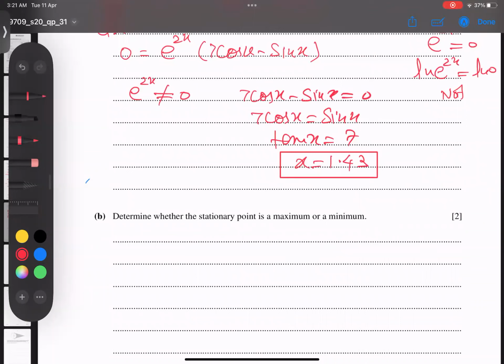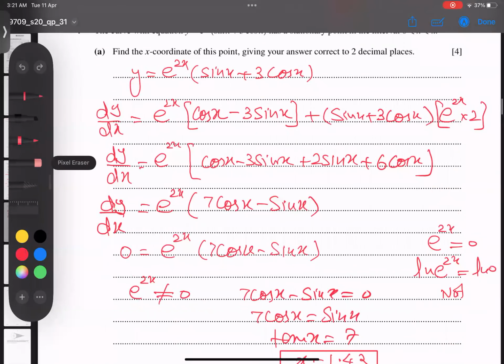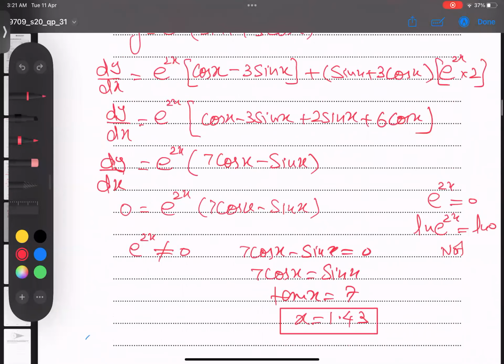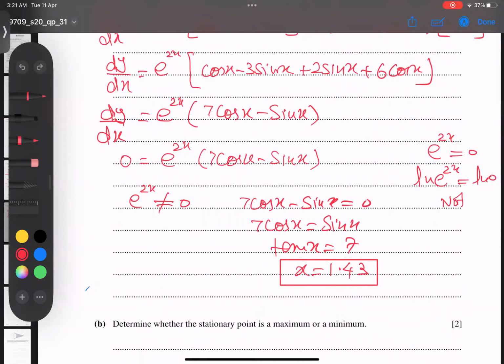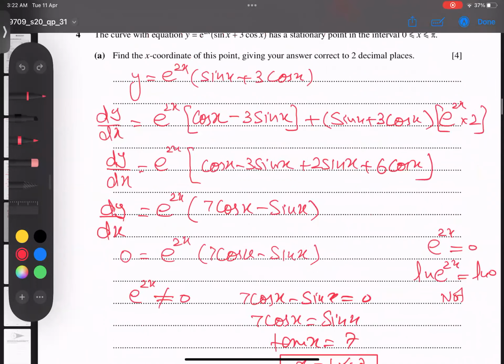Let's talk about the next part: determine whether the stationary point is a maximum or minimum. Make sure, whenever we have two functions, it's not an easy job for us if I have to differentiate again from here, although you can do it the same way we have done above. No problem at all. But here we have a flexibility. Second marks are 2 only. This is helping us, no need to go for the second derivative.